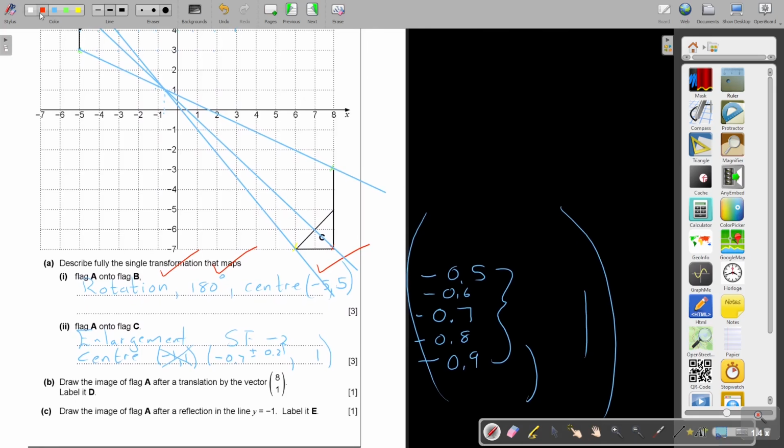So I just want to show you for this enlargement, you will get scalement. Okay, and then draw the image of flag after a reflection in the line y is equal to negative 1. So where is the line y equals negative 1? Don't forget, it only cuts the y-axis, and where does it cut? At negative 1. Okay, and it is number A.